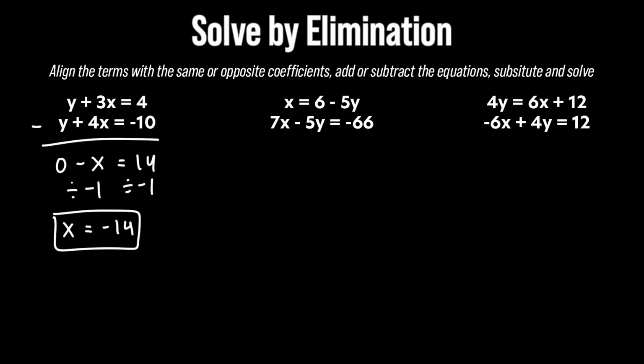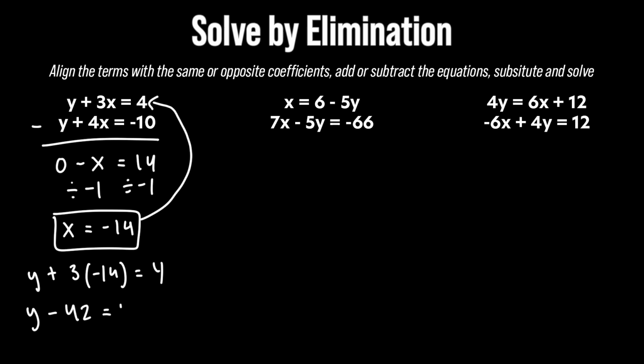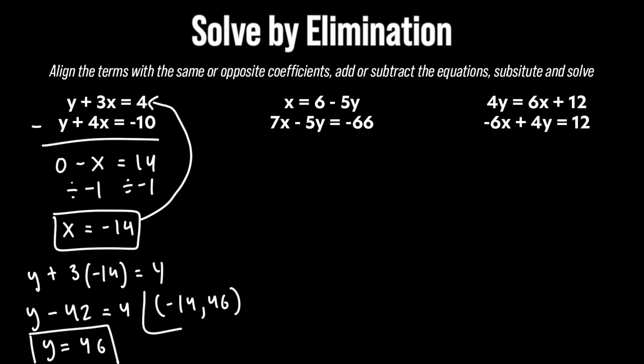Now we need to take x and plug it back into one of the equations to solve for y. So let's do the first one. So we're going to have y plus 3 times negative 14 is equal to 4. y minus 42 is equal to 4, which means y is equal to 46. And so the solution is going to be negative 14, 46. You'll always want to make the solution in terms of an ordered pair.